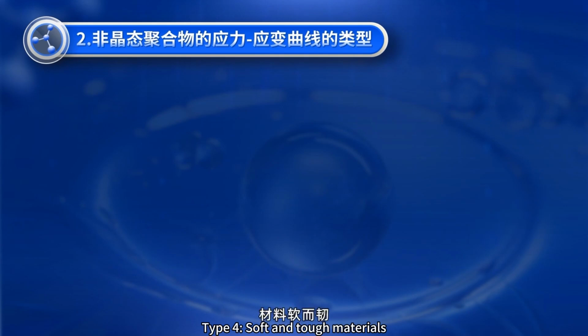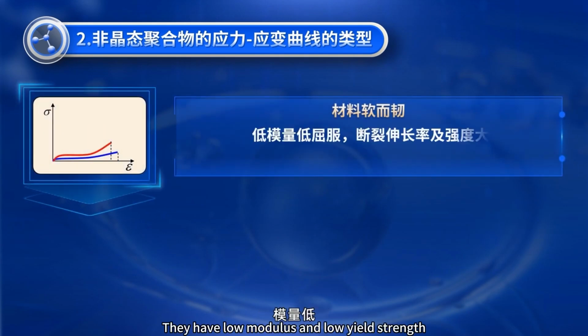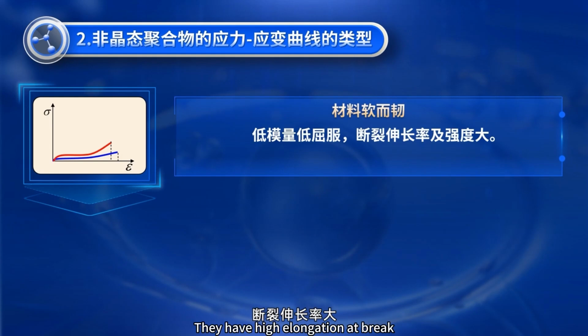Type 4, soft and tough materials. They have low modulus and low yield strength. They have high elongation at break.